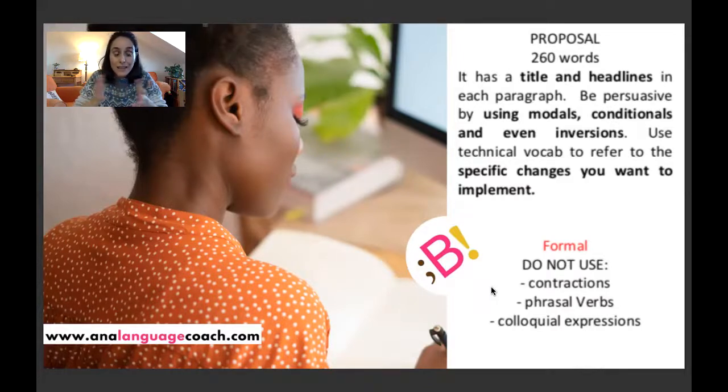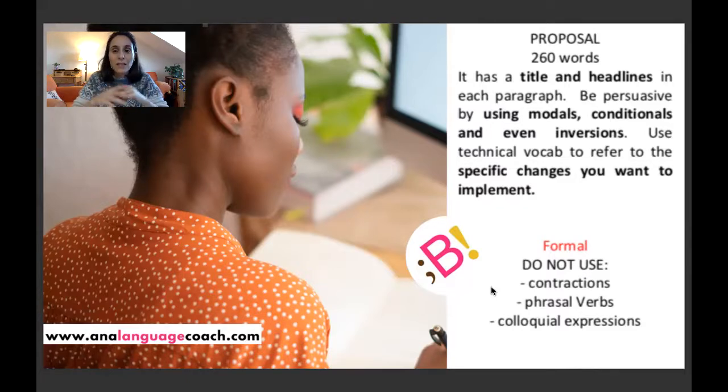So as you can see here in this chart that I have created, you can see a proposal at an advanced level. Usually you have to write up to 260 words, more or less. It has a title and headlines in each paragraph. So you write a title, suggesting some changes, usually in an institution, in a school, or even suggesting some kind of project for the members of the staff in your company sometimes.